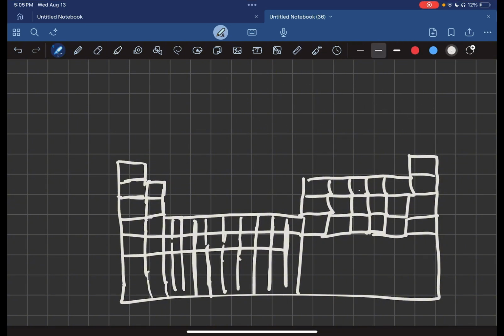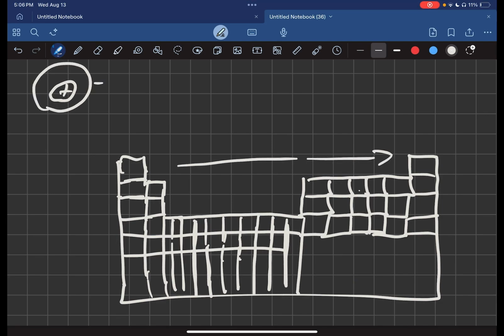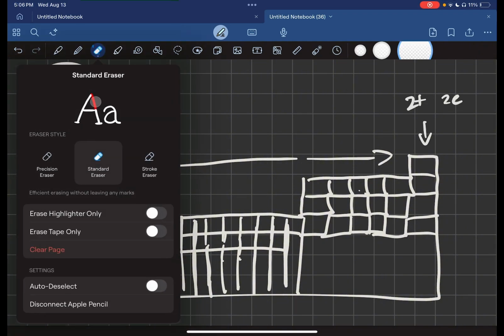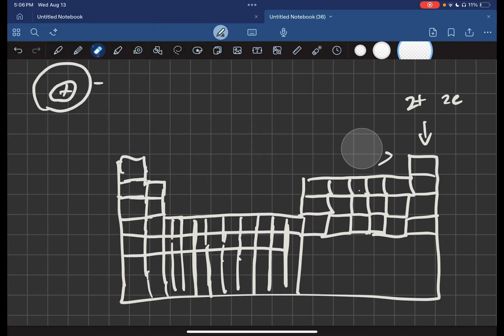So let's think about it. This would be hydrogen, and it'll have one proton and one electron in its ground state. So let's just draw that up in this corner. Proton, and then it has one electron in that shell. Moving to there is helium, which is going to have two protons and two electrons, sorry. So let's draw that in the top right, and that corresponds to this helium over here.